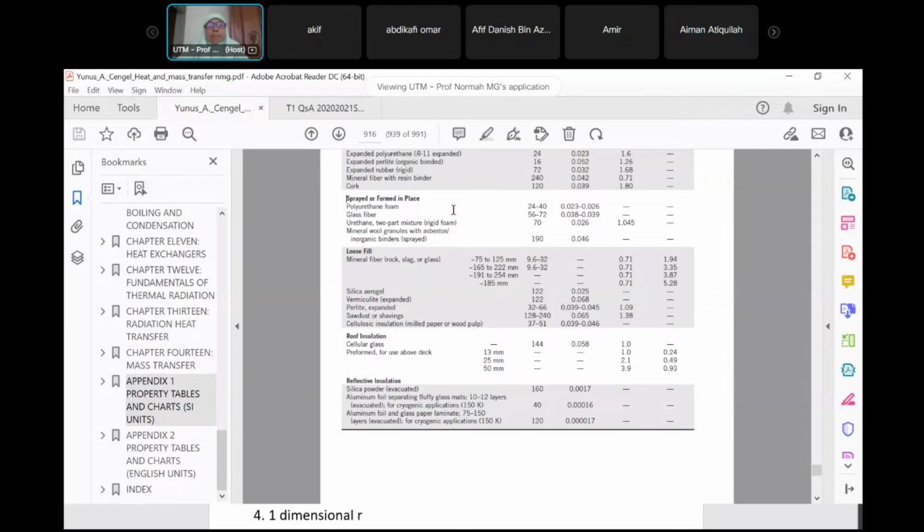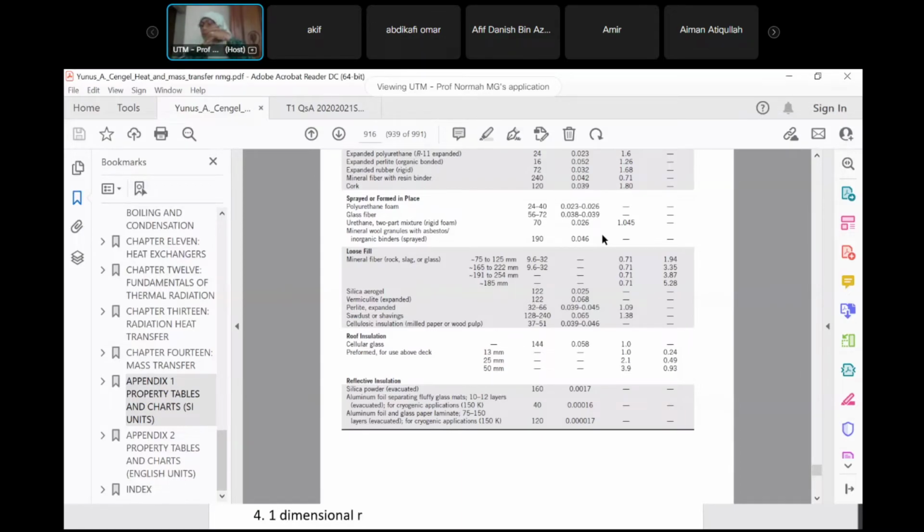Spray or foam in place. So which one? Use polyurethane, glass fiber, urethane, mineral wool? Okay, look at the question. Do you need a low conductivity insulation or a high conductivity insulation?